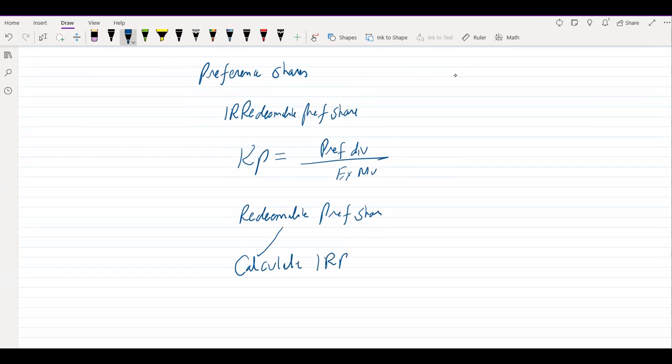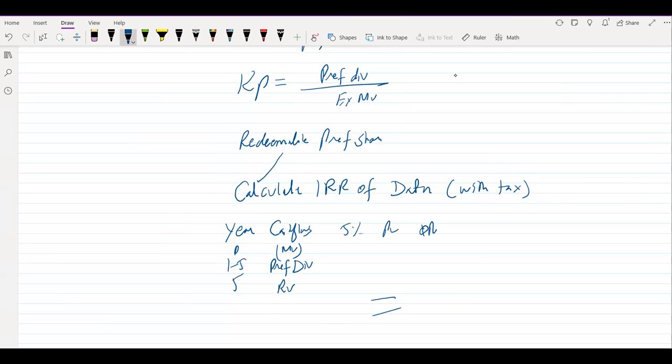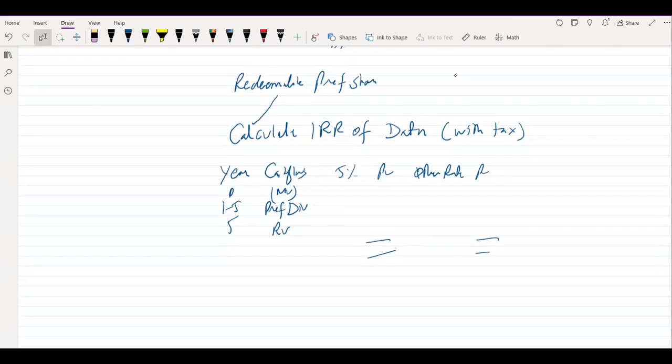Calculate IRR of data without tax. या किस तरह से डेटा होगा? ट्रेडिशनल वे में उसी तरह होगा. 0, 1 to 5 and 5, cash flows, market value, simple preference dividend. Do not deduct the tax. Redemption value. The rate. Okay. IRR.